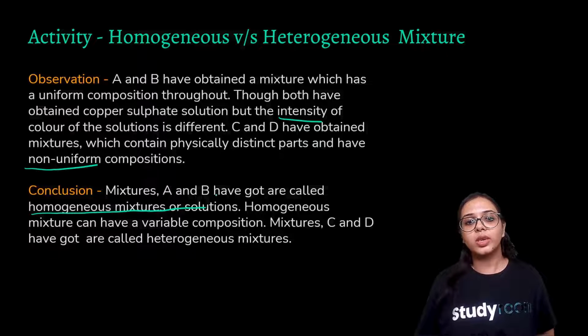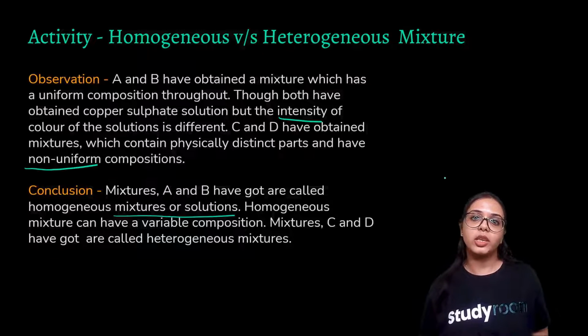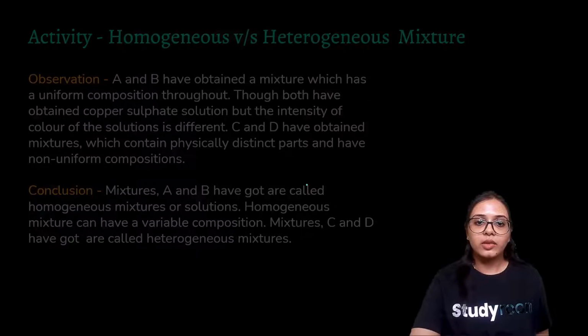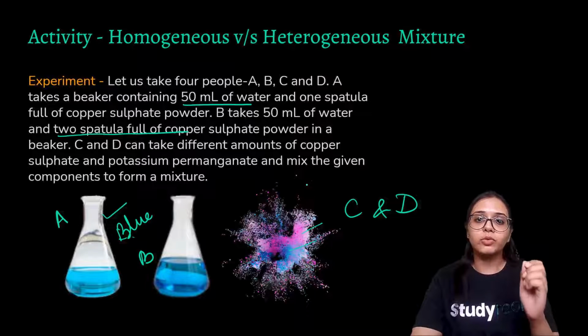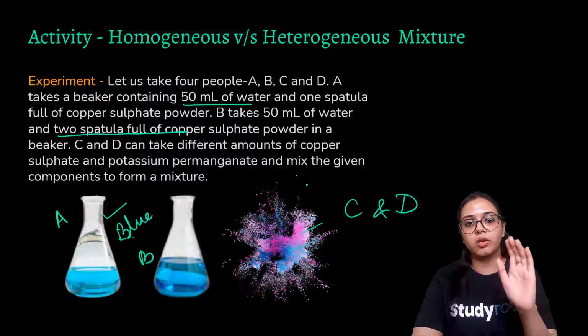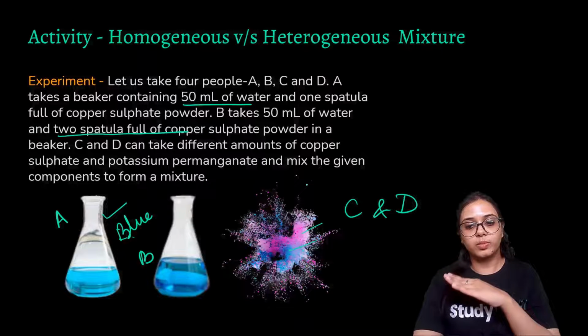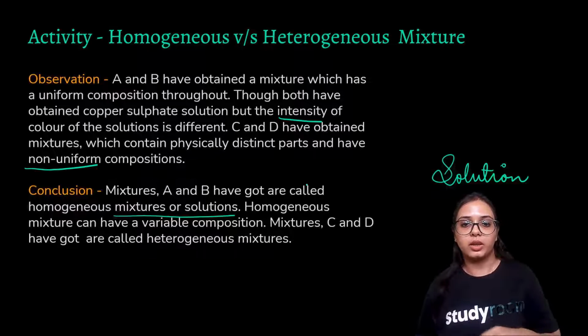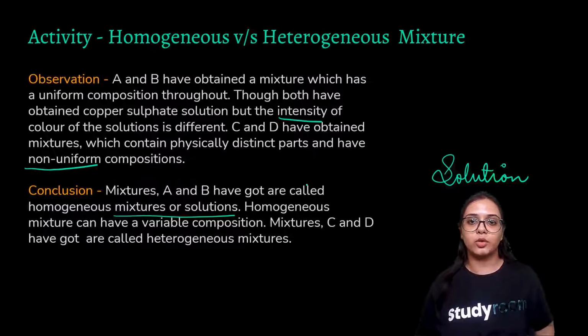It is stable. So we can also say that homogeneous mixtures are solutions, okay? So homogeneous mixtures can be said to be equivalent to solutions. And a homogeneous mixture can have a variable composition. Why can they have a variable composition? Because the amount of copper sulfate solution that was added to the beaker of person A was less than that of the beaker of person B. So we know that a variable composition can be obtained. And mixtures C and D are heterogeneous mixtures.